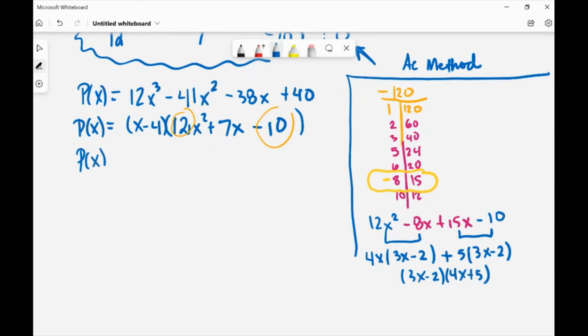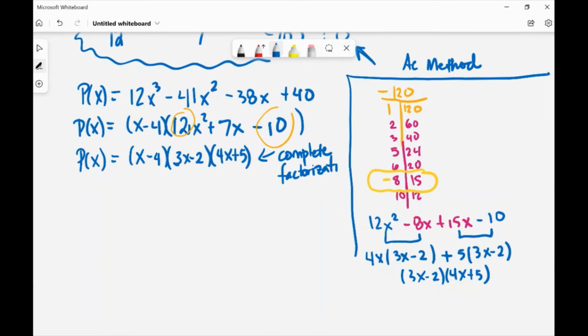All right, so I'm going to go over here to the left. Our factors are x minus 4 times 3x minus 2 times 4x plus 5. This is called, again, the complete factorization. From here, we can figure out what the actual zeros are. What are the zeros?